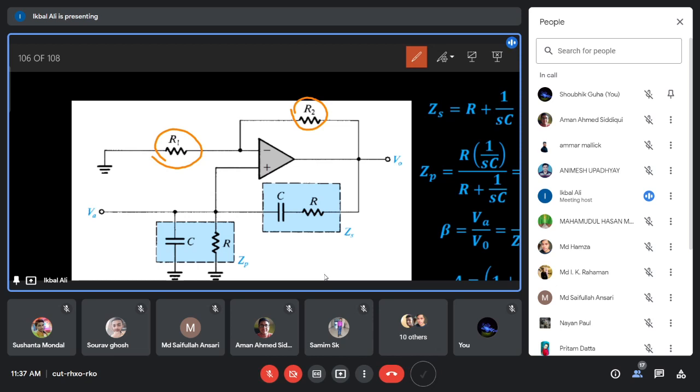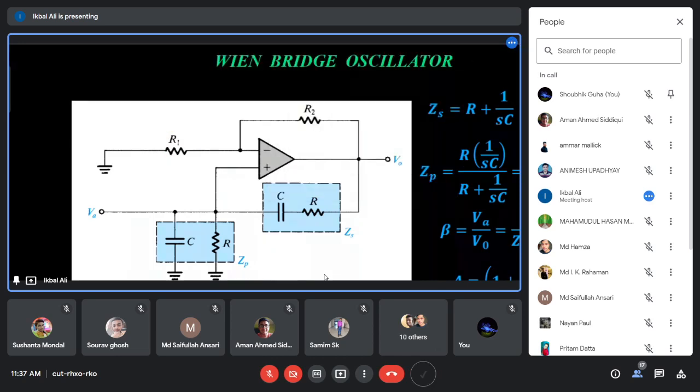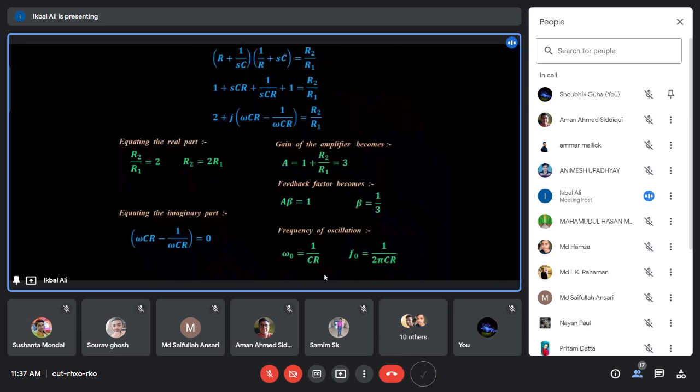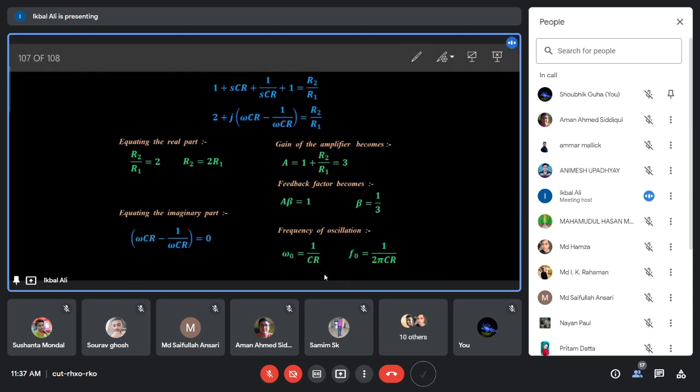Then A beta should be equal to 1. So this is the condition for sustained oscillation: R2 equal to twice R1. Then what will be the gain of the amplifier? The gain of the amplifier you can calculate: gain equal to 1 plus R2 by R1. It should be 3, because R2 by R1 equal to 2. So the gain of the amplifier is 3.